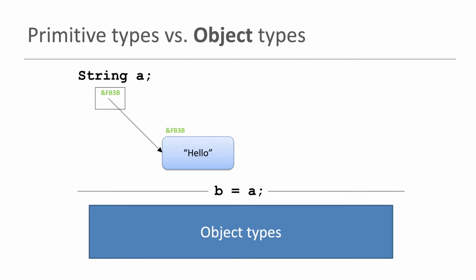But it's different when it comes to object types. So let's say B and A here are objects. They're string objects. So we have string A is storing hello at the address FB3B. We're storing the address in the A variable, the A object variable, of where the word hello is stored in memory. When we say B is assigned the value A, here's what happens.